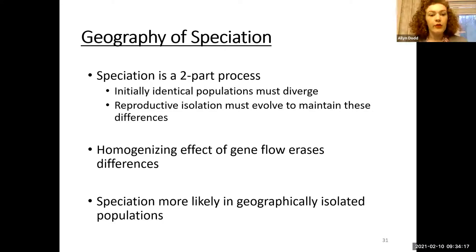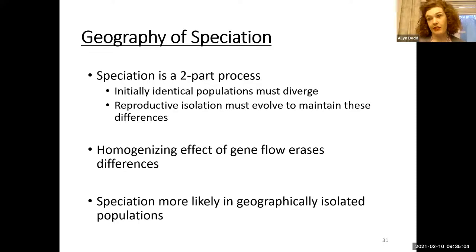Okay, so speciation is a two-part process, right? First, initially identical populations must diverge. And secondly, reproductive isolation must evolve to maintain the differences. Remember when we said this at the beginning, essentially, speciation and the evolution of reproductive isolating mechanisms go hand in hand, right? And if you have gene flow between two populations, where some individuals are crossing between the populations, that homogenizes the gene pool. And in turn, that gene flow erases those differences. So gene flow reduces the likelihood of, or prevents, speciation.